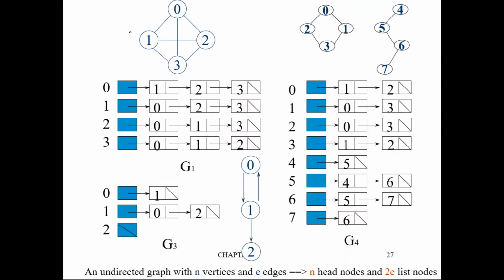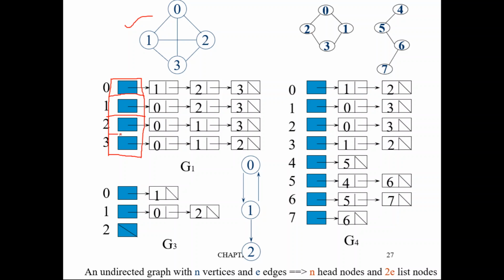So this is a graph. For example, if you want to represent this graph using adjacency list, first you have to create an array, an array of pointers. This array of pointers has as many locations as the number of nodes. So how many nodes does this particular graph contain? 4 nodes: 0, 1, 2, 3. So you will create an array of pointers with 4 locations.